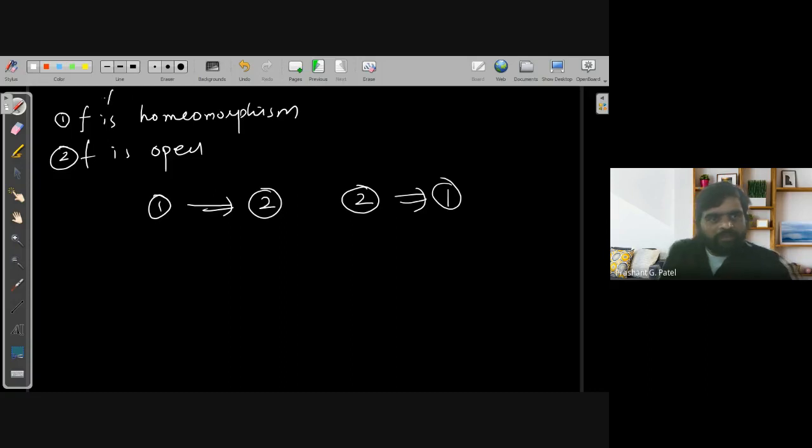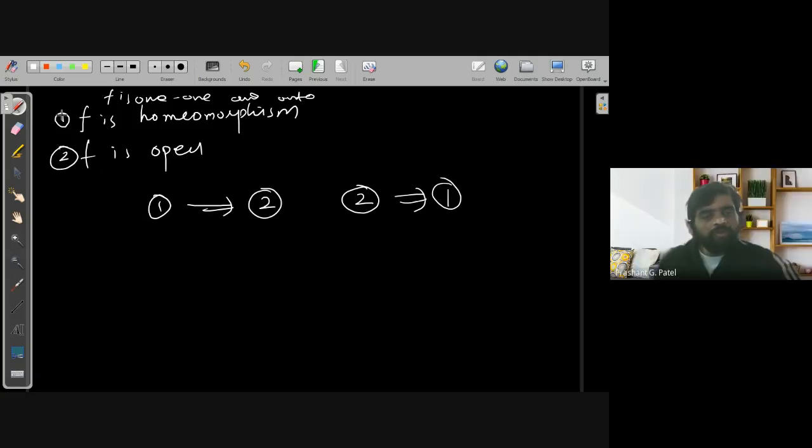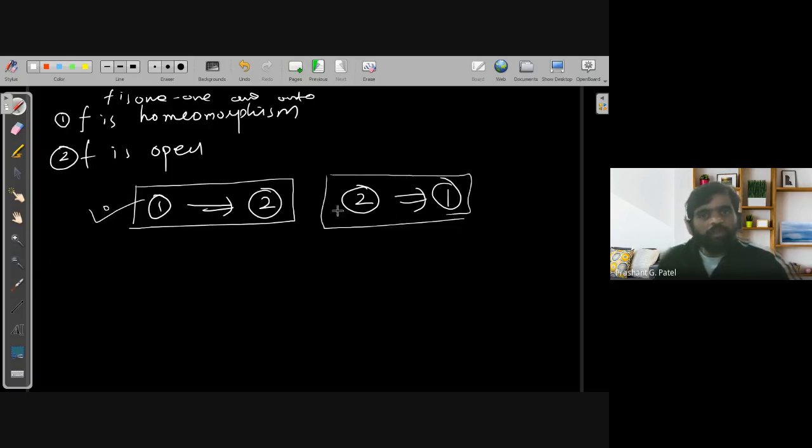Let us say it is given that f is one-one and onto. Then what can we say? See the first. One implies two. Yeah, one implies two. We already proved in the previous statement that if f is a homeomorphism, then it preserves the openness. So it's exactly the same statement we have here. So this statement is true. This other statement is not true. We have already given a counterexample for that.